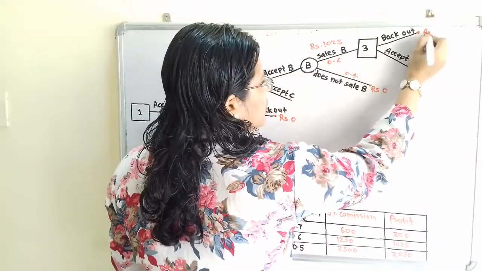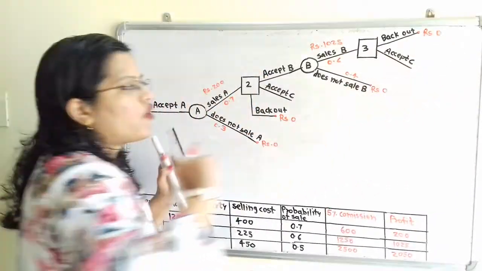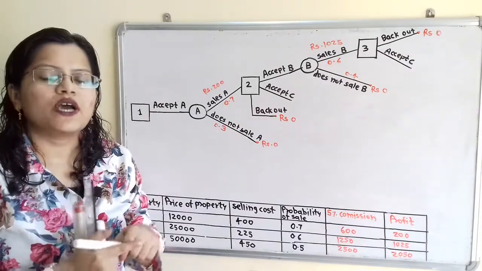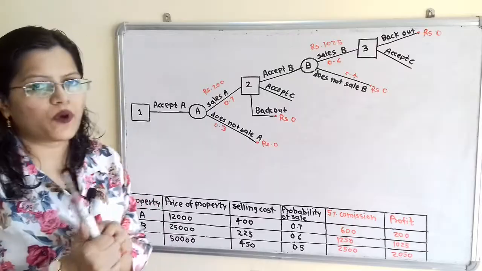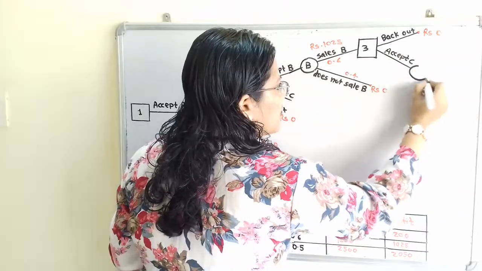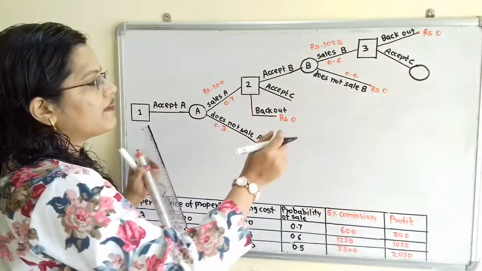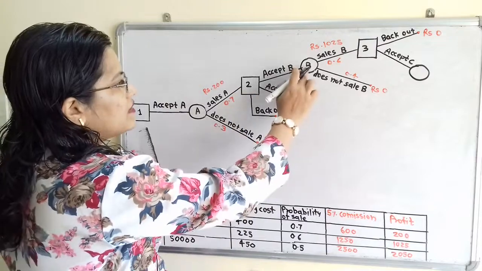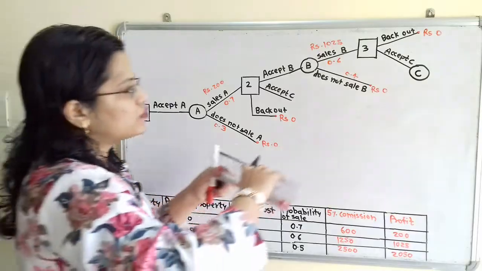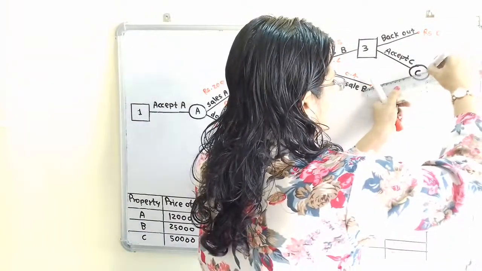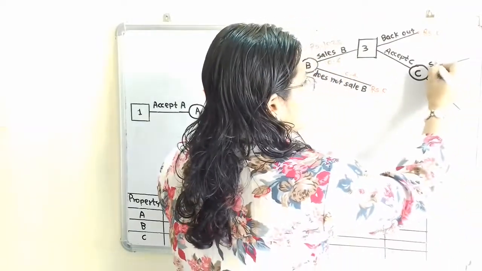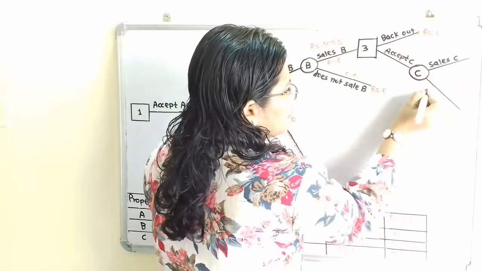Now when he backs out, then there is no profit, so outcome is rupees 0, and this is the terminal branch. Then if he accepts the offer for C, then again there are two chances of occurrence, that is property C will be sold by him or property C will not be sold by him. So I will show here with the event node. So what will be the event? Here is event B, so here will be the next event C. Now we have to show this with two branches, that is sells C and does not sell C.